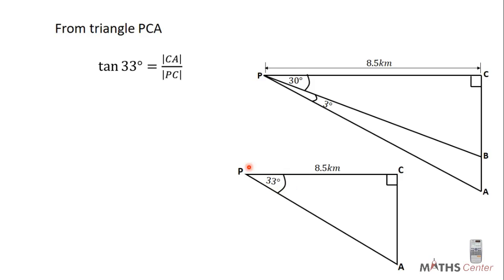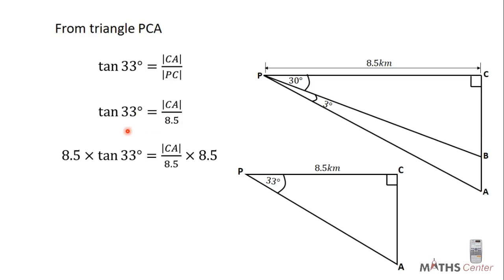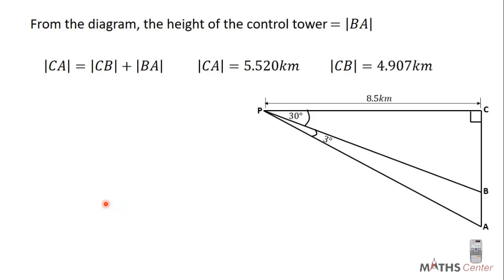So from triangle PCA, tan 33 degrees is equal to opposite, which is CA, divided by adjacent, which is PC. PC is 8.5. So you multiply the left hand side by 8.5, you multiply the right hand side by 8.5, and CA will give us 8.5 tan 33 degrees. You find this on your calculator and you correct your answer to 3 decimal places. You are going to get 5.520 kilometers. So now we know that CA is equal to CB plus BA.